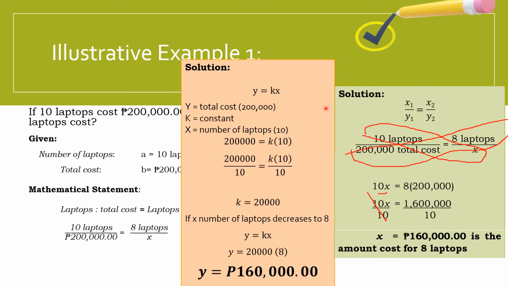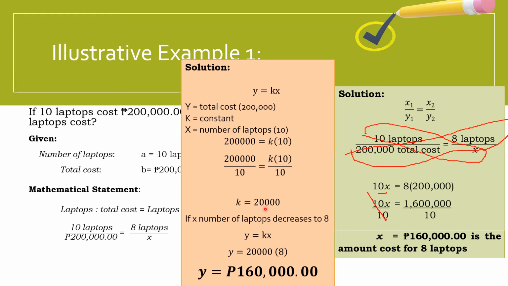Okay, so y is equal to k times x. Let y be the total cost, which is 200,000 pesos, k is the constant, and x is the number of laptops, so that is 10. So we will find the constant k. 200,000 is equal to k times 10. We'll divide both sides by 10, so k is equal to 20,000.